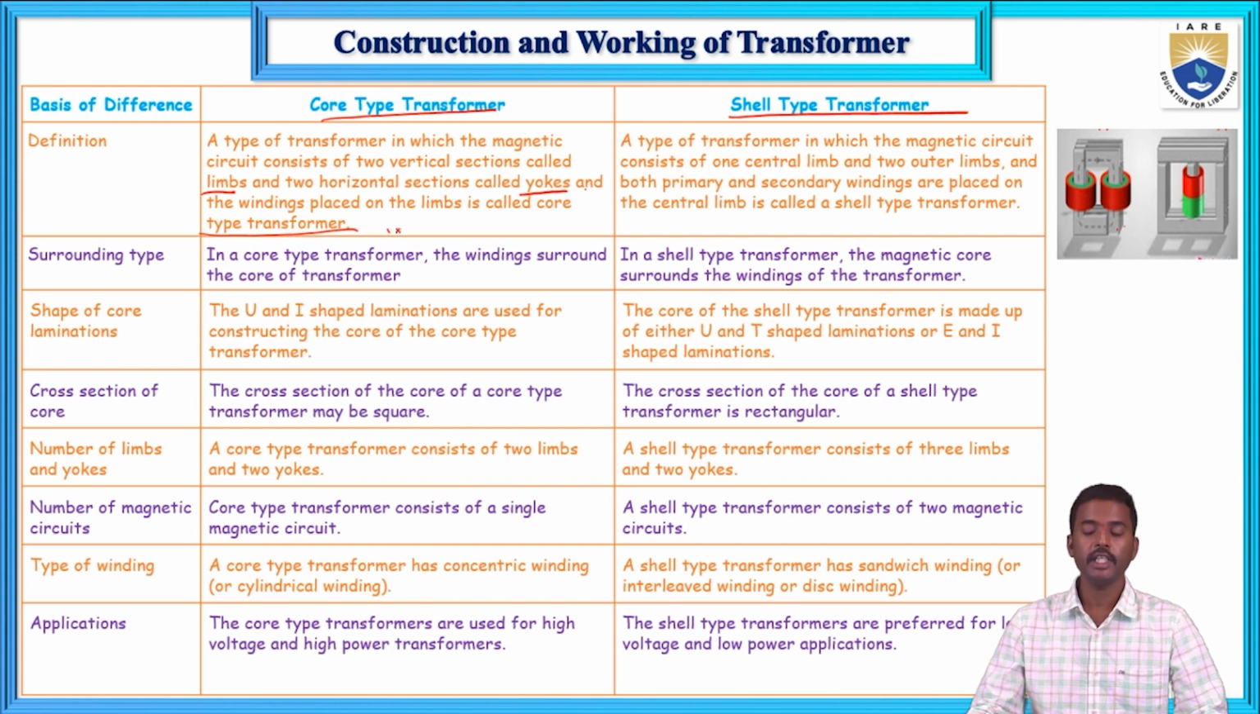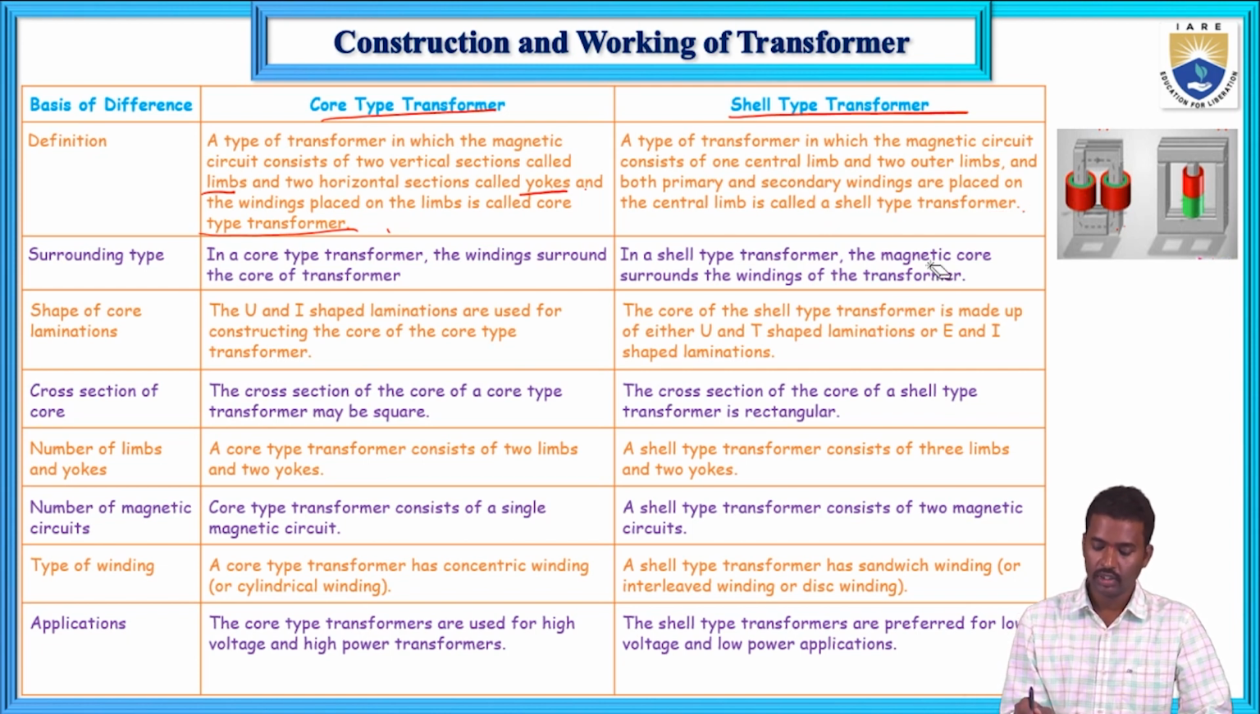Now what about the shell type transformer? In a shell type transformer, the magnetic circuit consists of three limbs in total: one central limb and two outer limbs. Both the primary winding and the secondary winding are wound on the central limb only. The red color is the primary winding and the green color is the secondary winding. Such construction is known as the shell type transformer.